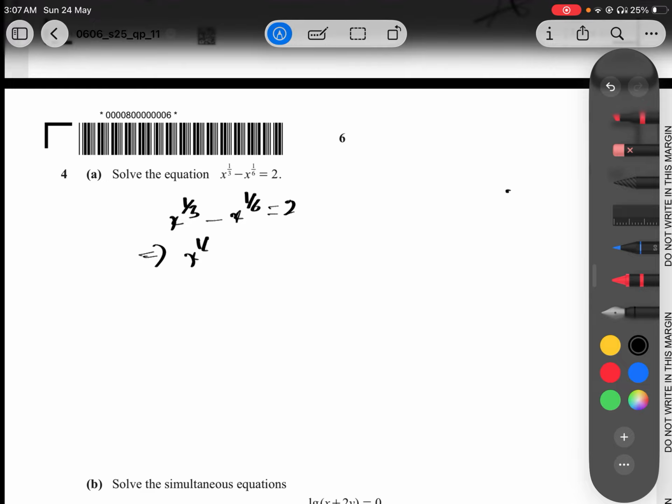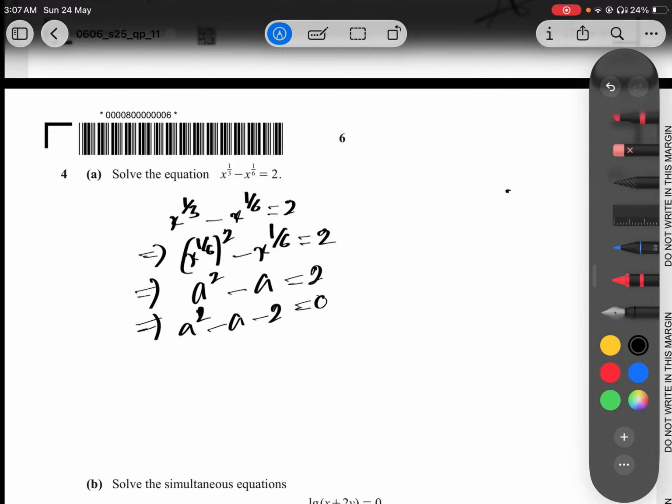Let's do the next thing that came up in my mind. Okay, x to the power 1 by 6 can be written like this. Now it makes sense, right? So this is a square minus a 2 here. A square, a minus 2, it would become a 0. So a square minus 2a plus a 0, right? A minus 2 plus 1, a minus 2.